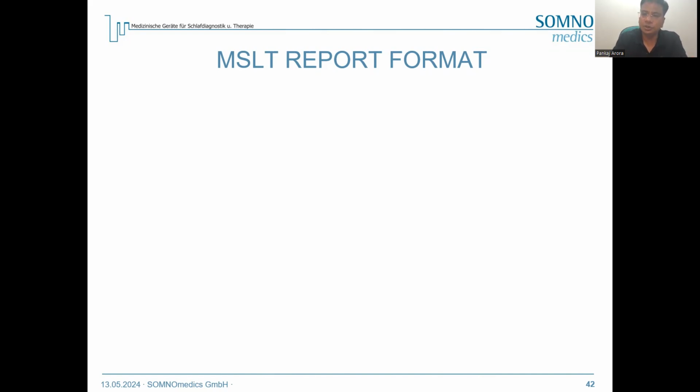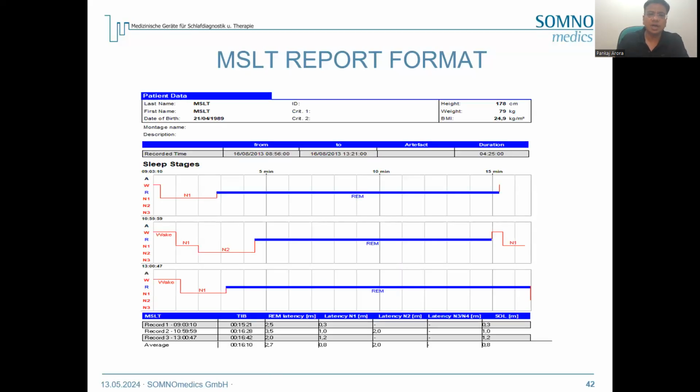So what you need to do is a polysomnography test in the previous night, and then you do the MSLT test during the day. So this is how this MSLT report format comes. It will give you the sleep stages where the patient went into REM. If you get 2 SOREMs, and in this particular case you have already got 3 SOREMs, this is a kind of a confirmatory test for narcolepsy or narcolepsy with cataplexy, depending on the history of the patient.